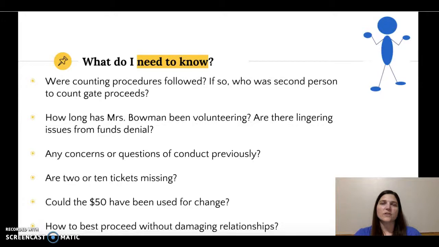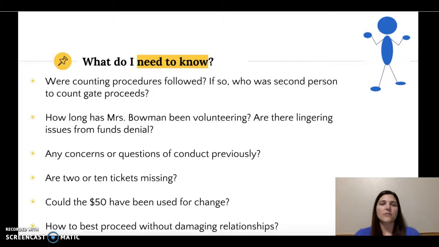Another thing that would be important to know is if there are any lingering bad feelings about the funds denial. Also, does the principal have any reasons to have concerns or questions concerning Mrs. Bowman's conduct previously? I think that's an important question when we're talking about trust.